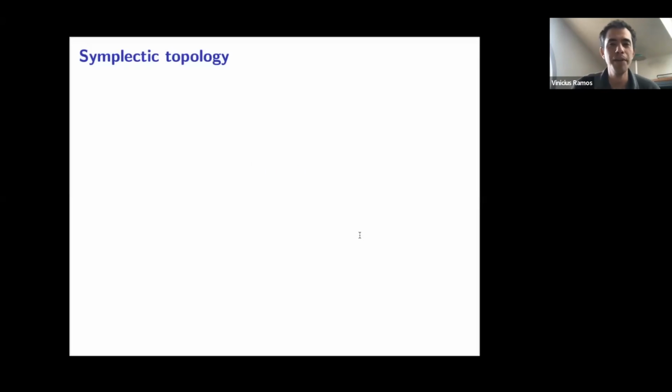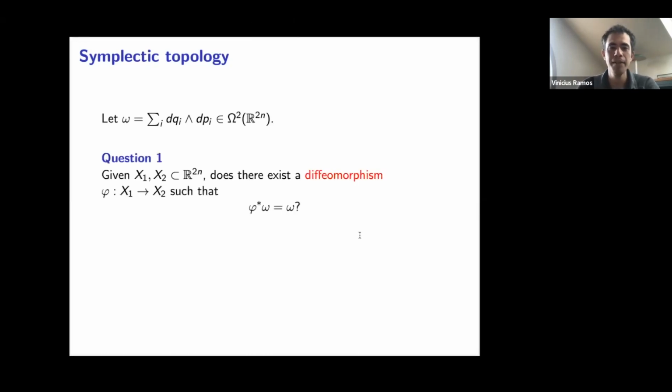So as we probably all know, one of the main questions in symplectic topology, as with any kind of topology, is to classify. So let's just set up our notation. I'm going to be mostly talking about subsets of R^2n with a standard symplectic structure. And the most basic question is, given two subsets, when is there a diffeomorphism that preserves the symplectic form?